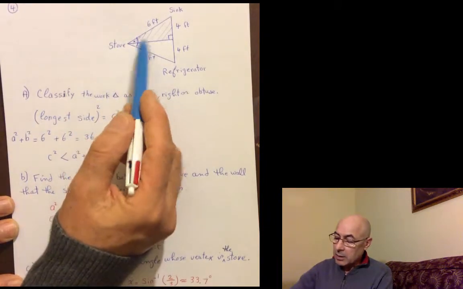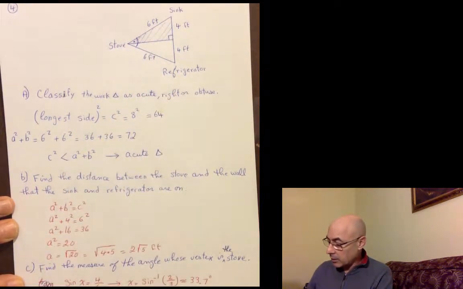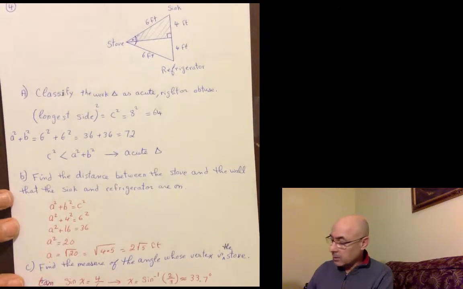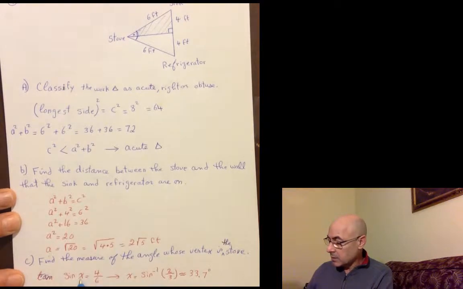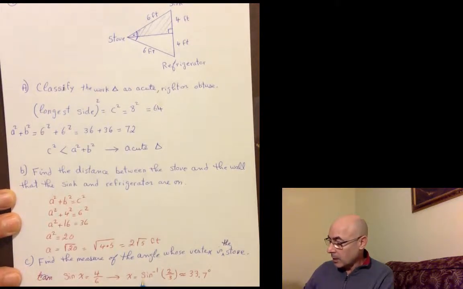So for this angle, I know the opposite, I know the hypotenuse, so actually I know the sine. So sine of this angle is 4/6. So if I want to know what the angle is, I do sine minus 1, inverse sine of the value of the sine. The sine is 4/6. If you reduce it, it's 2/3. So now I do the opposite. I want to find the angle. I do inverse sine of 2/3, which is 33.7.